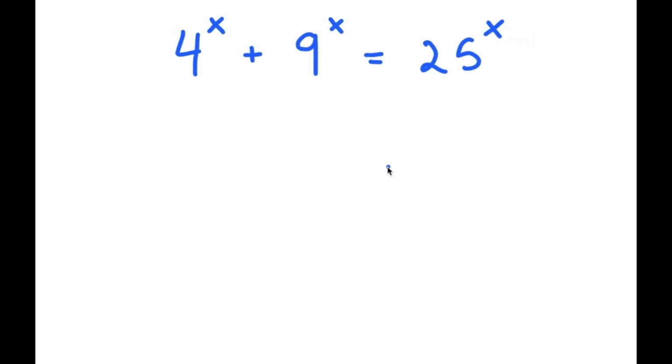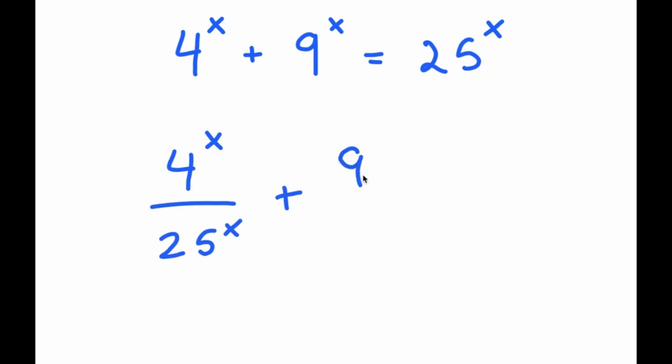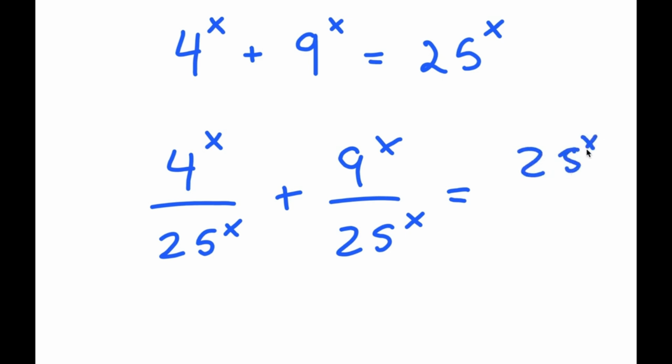Alright, so in this video, I'm going to solve the equation 4 to the power of x plus 9 to the power of x is equal to 25 to the power of x. So to solve this, I'm going to start off by dividing every term by 25 to the power of x. So I get 4 to the power of x divided by 25 to the power of x plus 9 to the power of x divided by 25 to the power of x is equal to 25 to the power of x divided by 25 to the power of x.